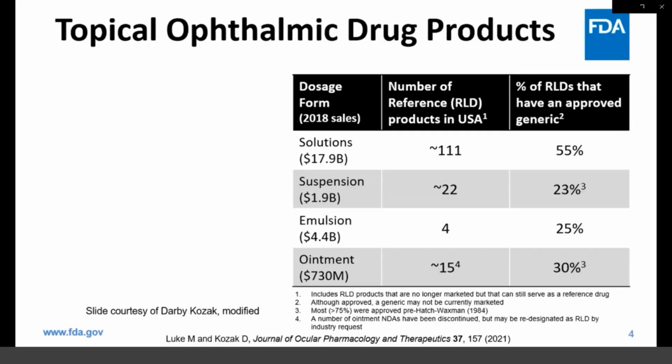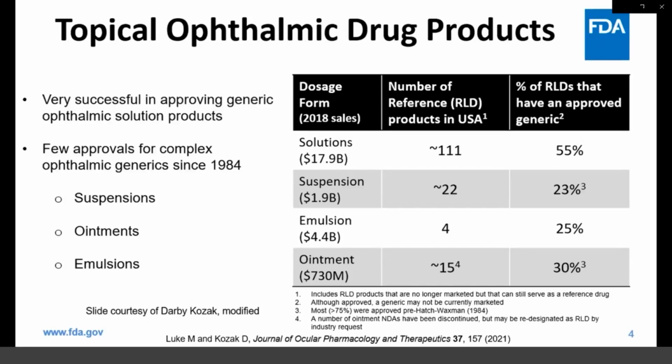In terms of ophthalmic generic products, let's first take a look at the data from a recent publication by my colleagues. As shown in this table, it summarizes the numbers of reference products, or RLD, and approved generics on the US market in terms of different dosage forms. As you may see from the table, we are doing pretty good for the generic ophthalmic solution products, where more than 50% of the RLDs have approved generic products available. However, for the complex formulations such as suspensions, ointments, and emulsions, we still have a long way to go.